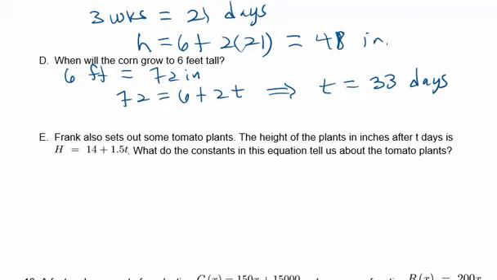Okay, part E, Frank also sets out some tomato plants. The height of the plants in inches after t days is h equals 14 plus 1.5t. What do the constants of the equation tell us about the tomato plants? Okay, so the 14 would be their initial height in inches, and 1.5 is how many inches per day they were growing.